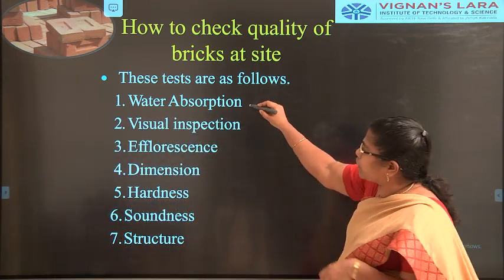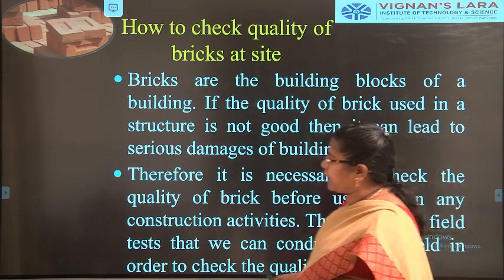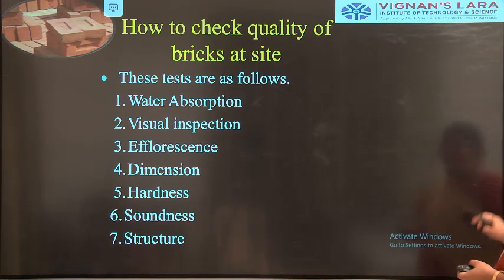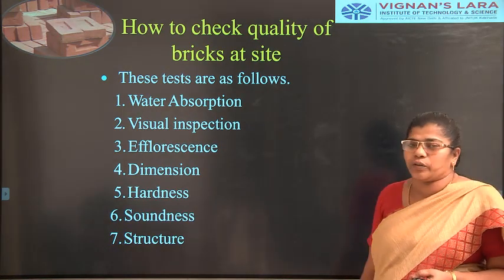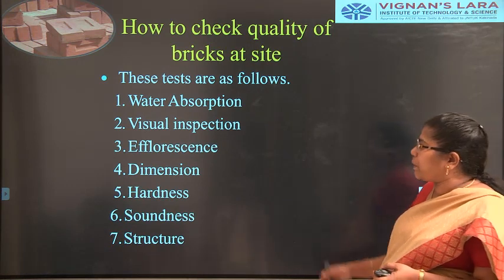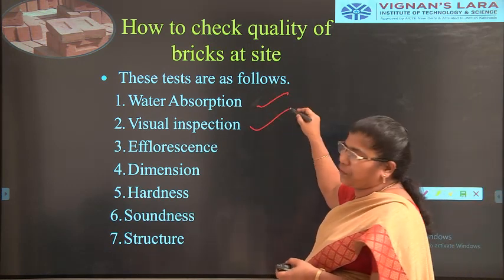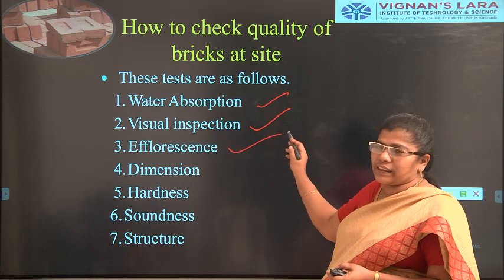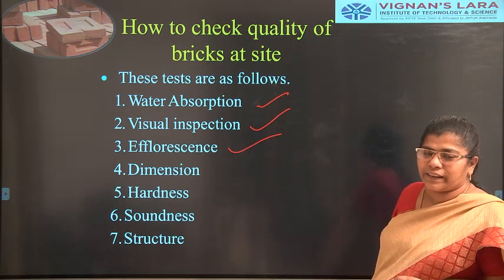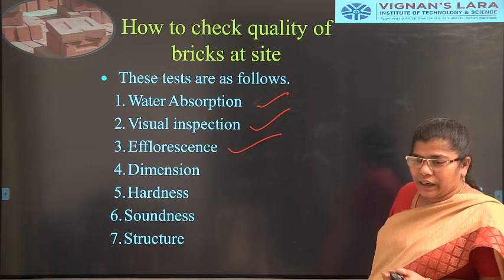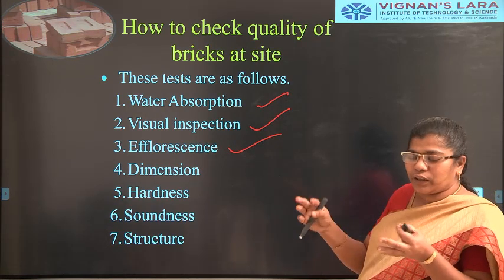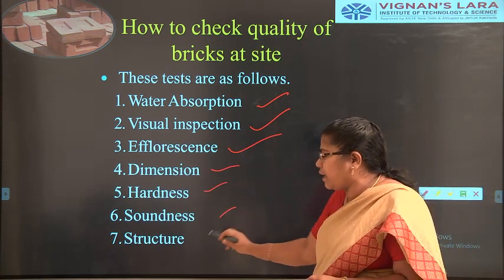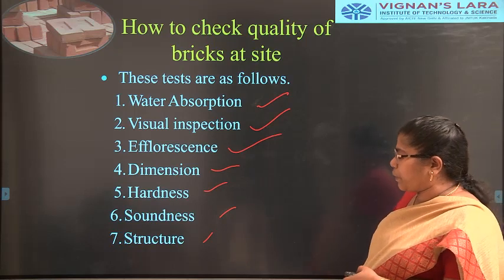The first is the water absorption test. As I already told you, if the brick is immersed in water, it should not absorb more than 20% of water. Then visual inspection, based on the color, the edges, everything. Then efflorescence, which occurs due to the lime acting with the silicate, forming some calcium carbonate which comes out and forms a white layer. Then exact dimension, hardness, soundness and structure of the bricks. So we will see one by one now.